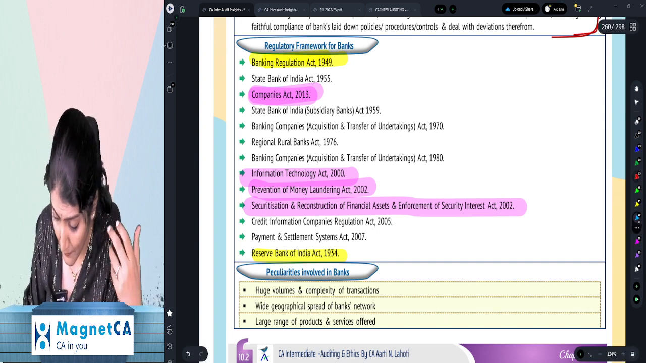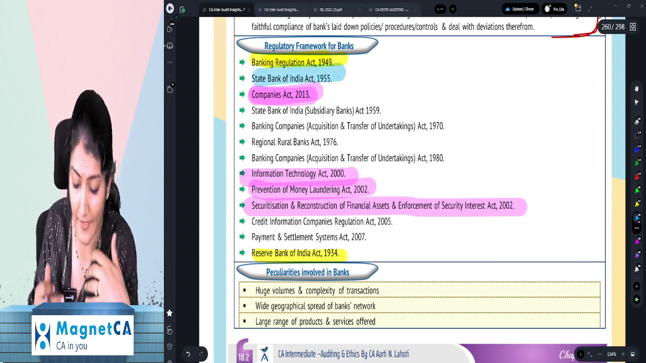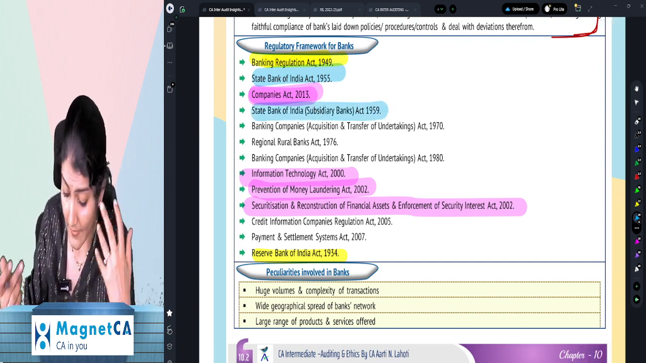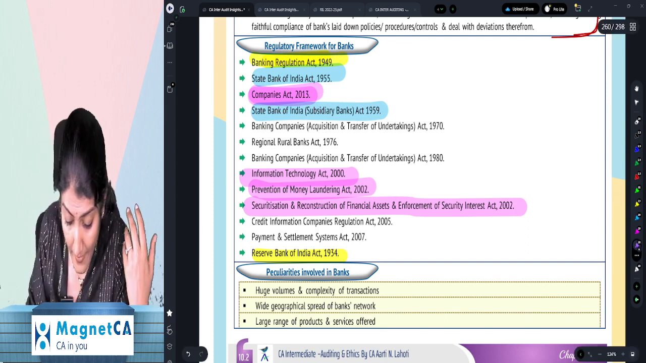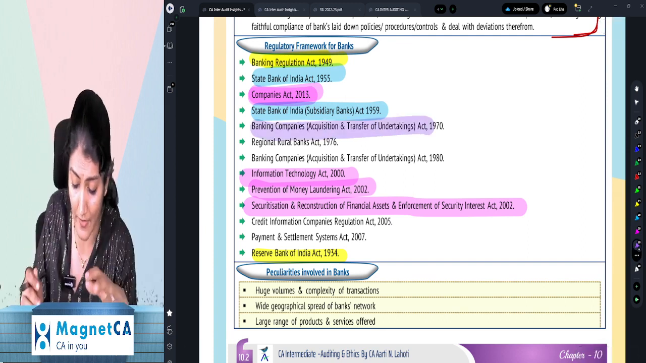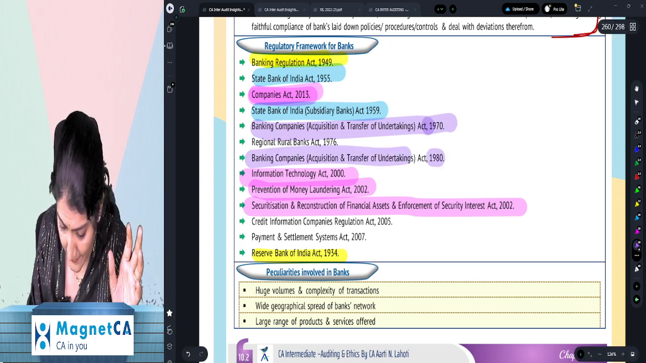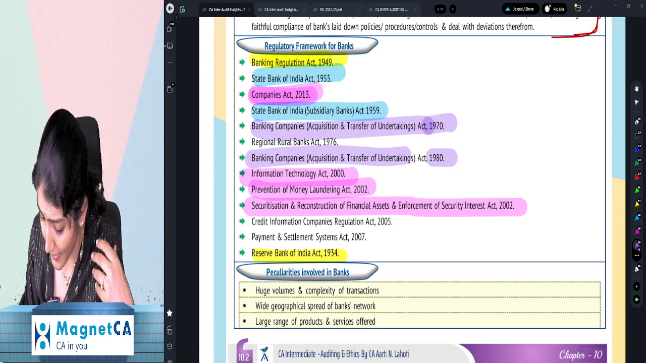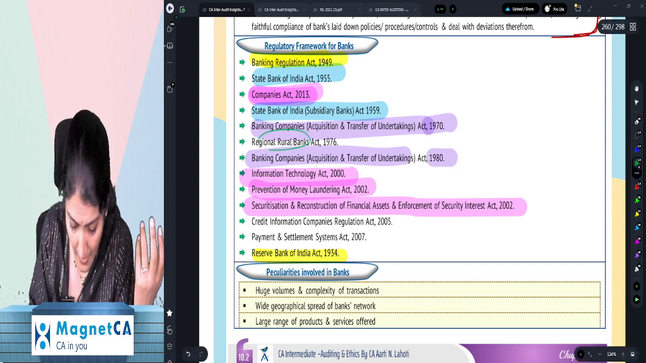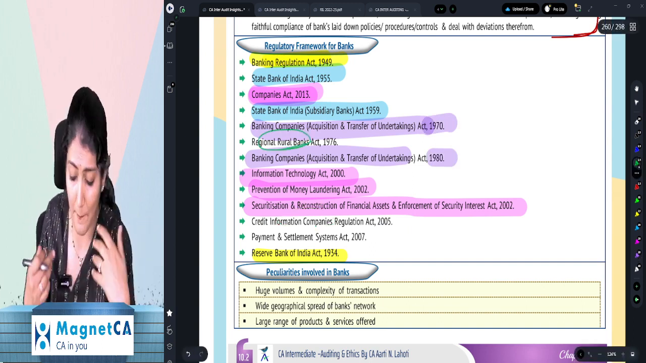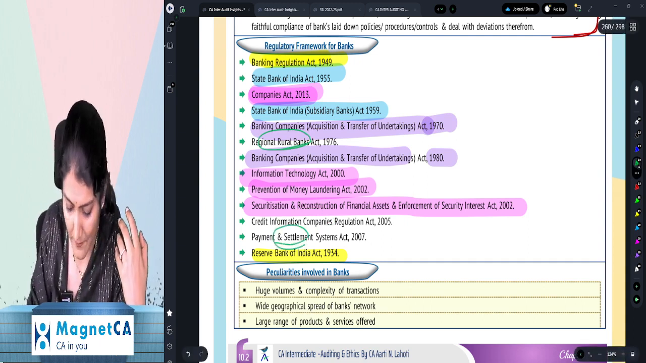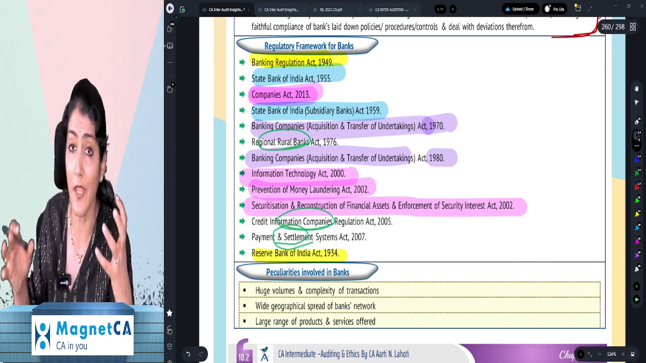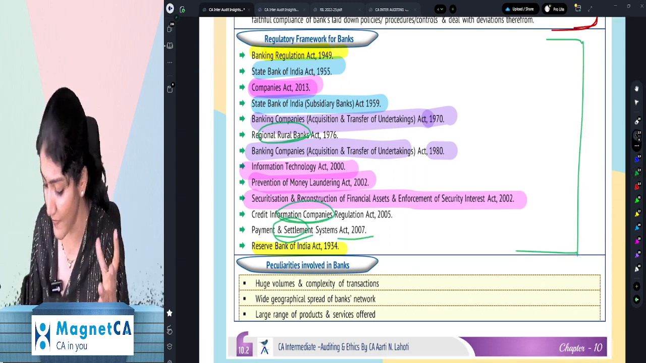Right, and then apart from that, what does it say? State Bank of India Act 1955, State Bank of India Subsidiary Bank Act 1959. Right, the next one is a very nice name to remember: Banking Company Acquisition and Transfer of Undertaking Act 1970-1980. So only the years are different, but the same act. Right. And apart from that, what are the last three which you have over there? RRB. Right. Then the Credit Information Company Regulation Act, Payment and Settlement Systems Act 2007. Right. So these are the laws and regulations which are applicable to the banking company.